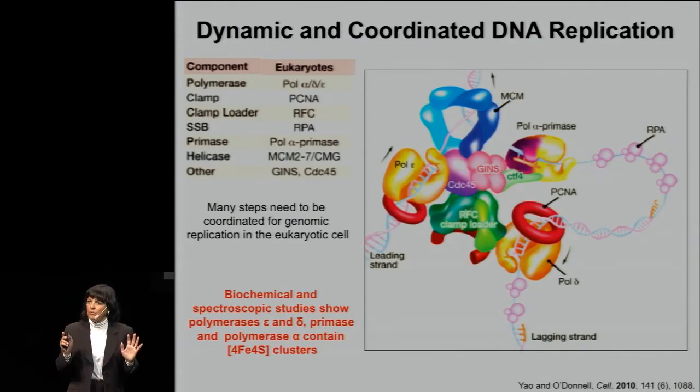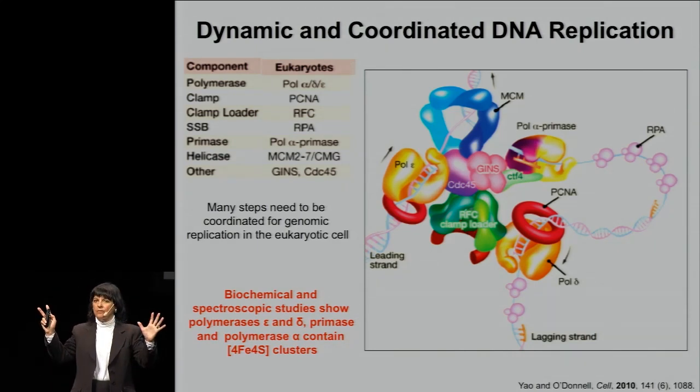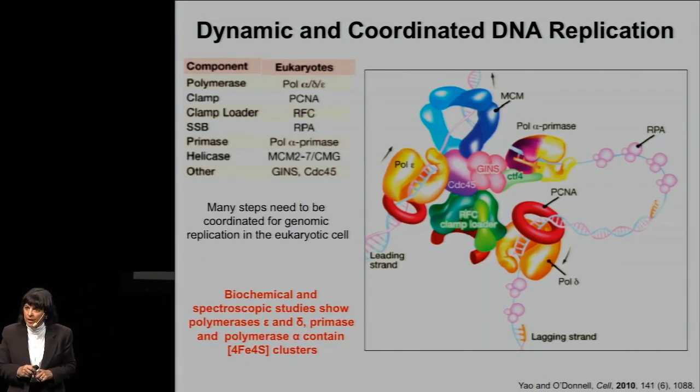Now, I just want to give you in the last slide a taste of where we're going. We now see that we have this network of proteins that are involved in repair. But more and more of these proteins involved in DNA processing are being found to contain iron-sulfur clusters. Indeed, DNA polymerase in eukaryotes has a 4-iron 4-sulfur cluster in it.